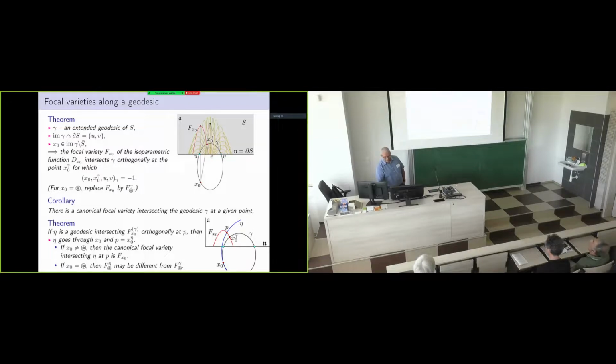So for each point you will find an orthogonal focal surface, and parallel surfaces of these focal varieties can be used to construct the family of isoparametric hypersurfaces that we looked for at the very beginning.